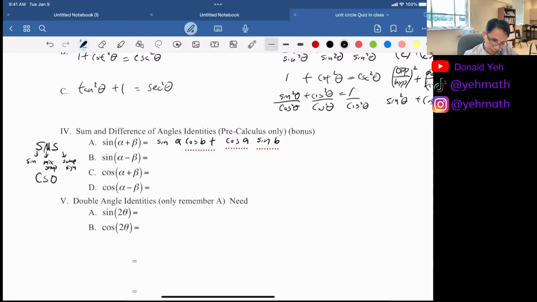And same thing for the other one. It will be sine because of the mixed group. So sine, cosine, cosine, sine, like this, A, B, A, B, minus. You just finished your first one.